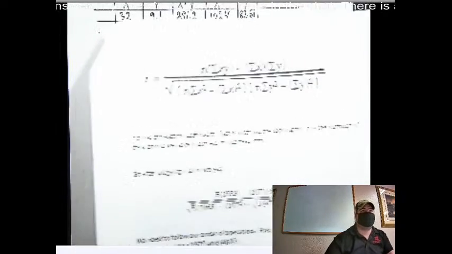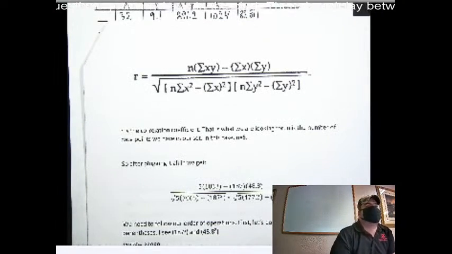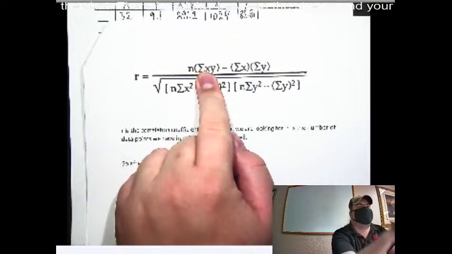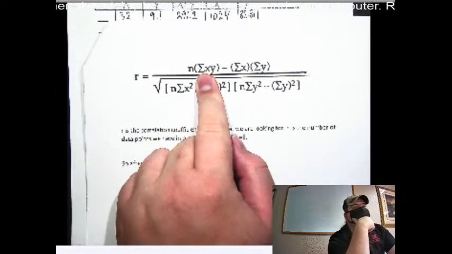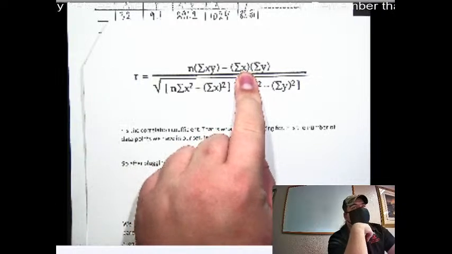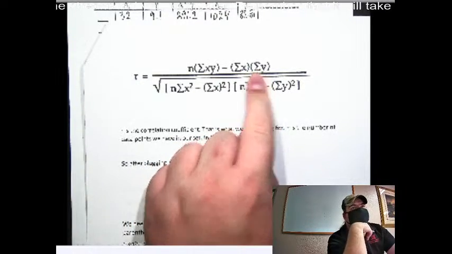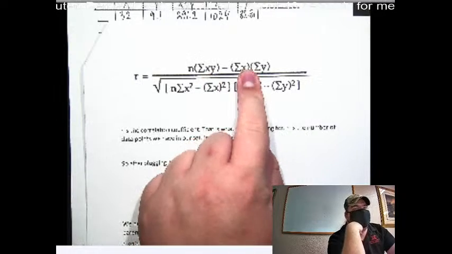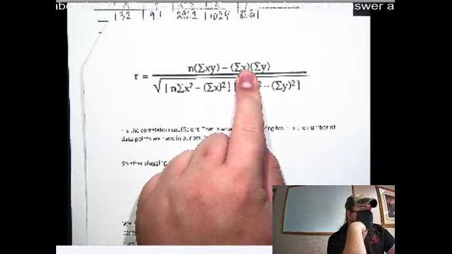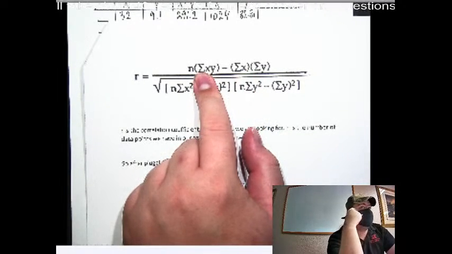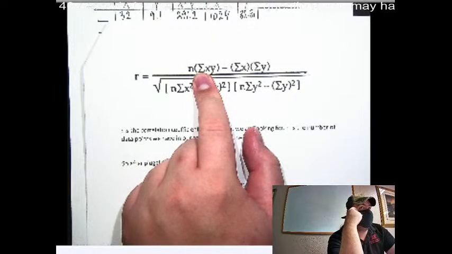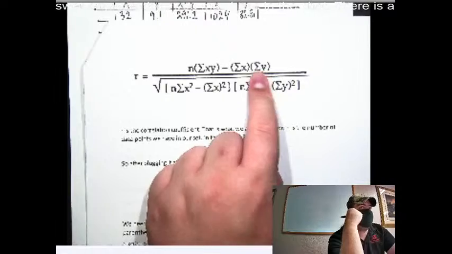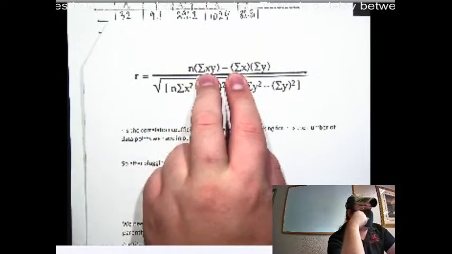Again, here's our formula. And I want to point some things out about it. Up here, we have sum of xy, and we have sum of x times sum of y. Now remember, xy is where we multiplied x times y. And essentially we're doing the same thing here. This is multiply x times y and then get a sum. This is multiply the sum of x and multiply the sum of y. And we're taking a difference between them.